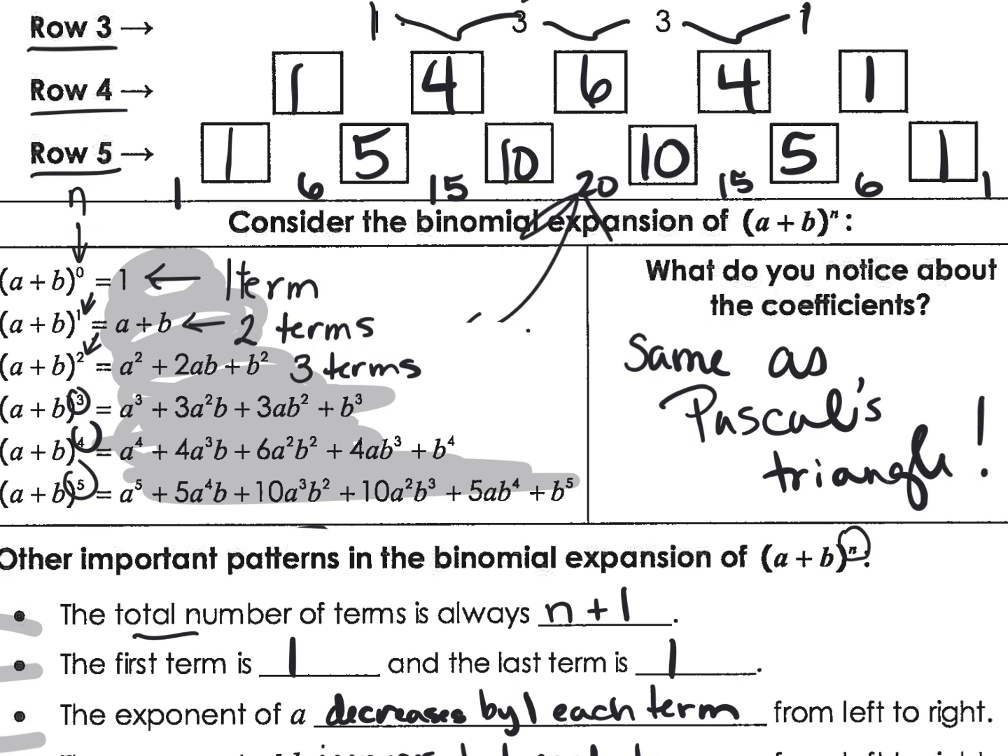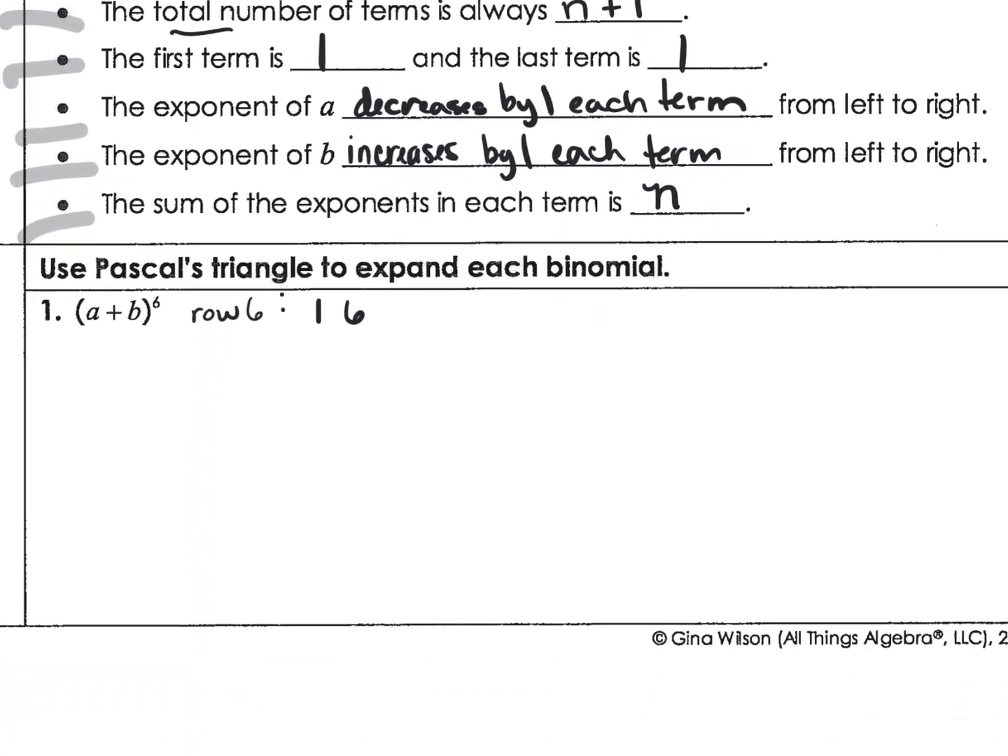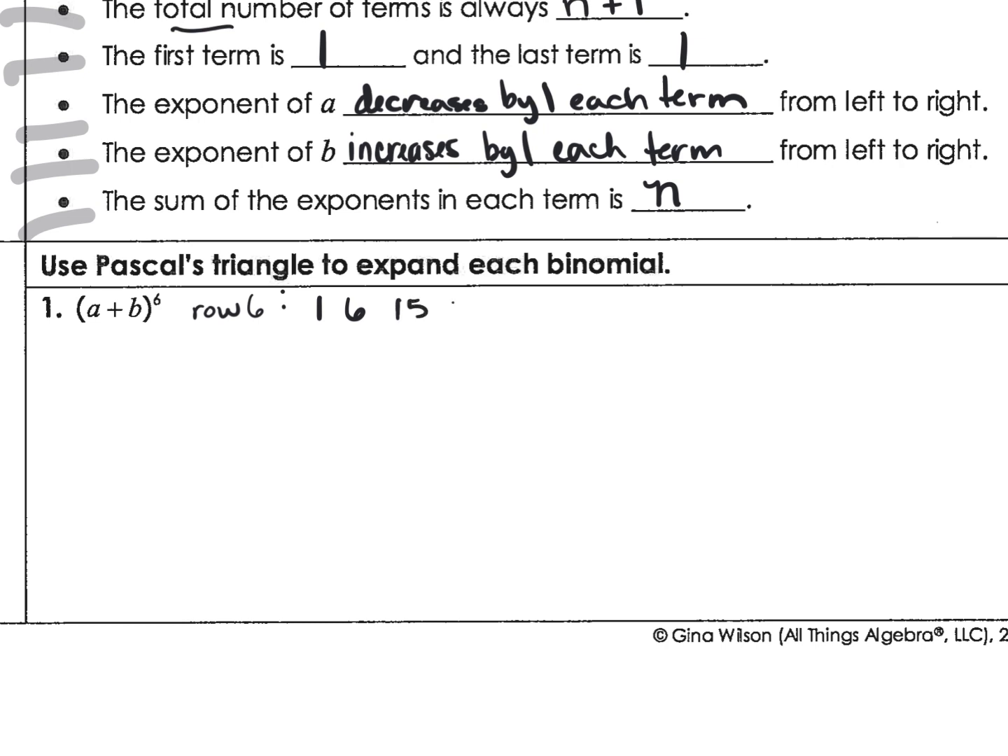Are you seeing where that's coming from? You get it now? Ah, she's got it. Okay. So 1, 6, 15, 20, 15, 6, 1. Now, it's row 6, so how many terms should I have? 7, yeah. 1, 2, 3, 4, 5, 6, 7. So I've got all the coefficients I need, don't I?